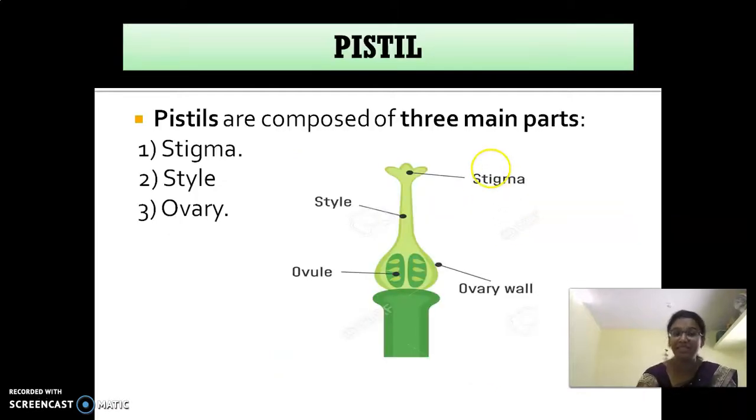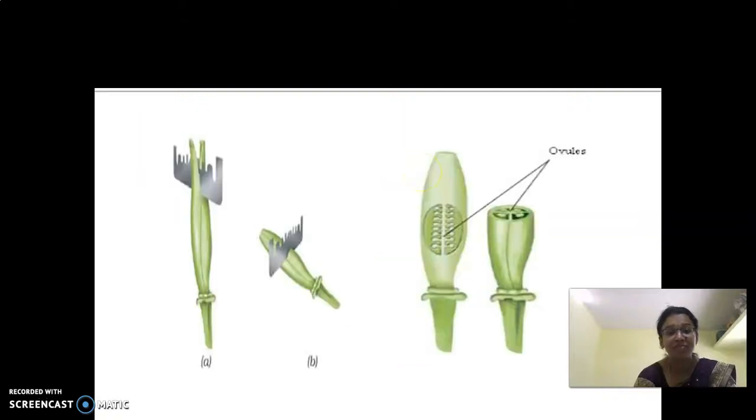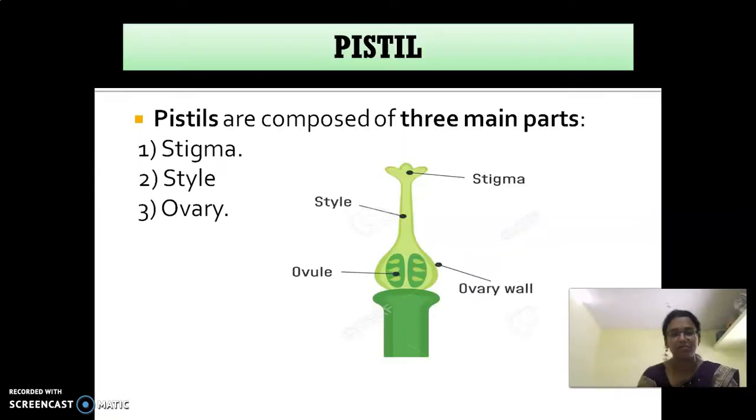And then pistil. Pistil has three parts. What is the first? Stigma. The top one is stigma. Next to the stigma is the style, and then we have the ovary. Inside the ovary we have ovules. What is it? Ovules. This is the female part of the flower. Next I am going to segregate this and show you the parts one by one.